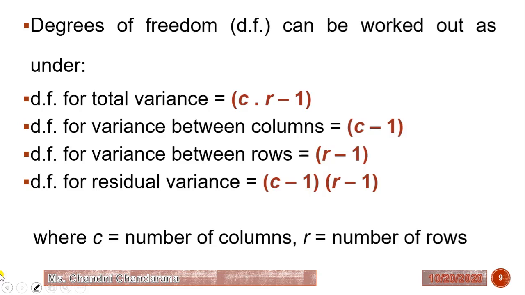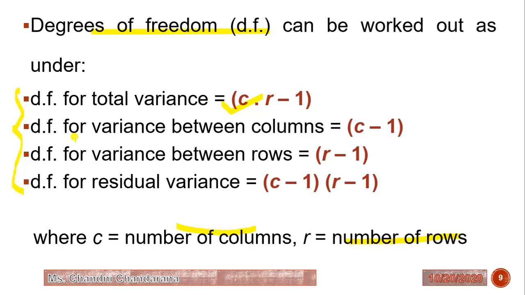Now the degree of freedom. How can we find the degree of freedom for the different factors? Degree of freedom can be worked out as under. We can see different degrees of freedom over here. The degree of freedom for total variance is equal to C into R minus 1. What is C over here? It's the number of columns. What is R? It's the number of rows. So the degree of freedom for total variance is equal to number of columns into number of rows minus 1.